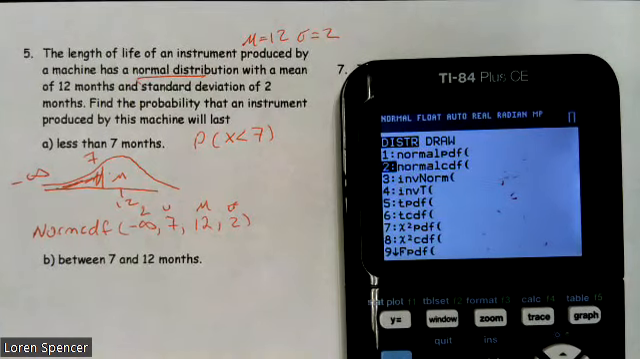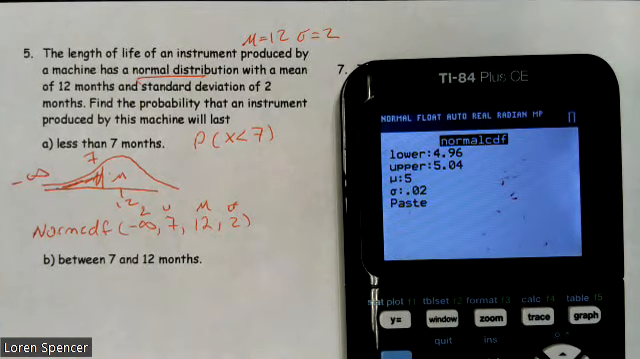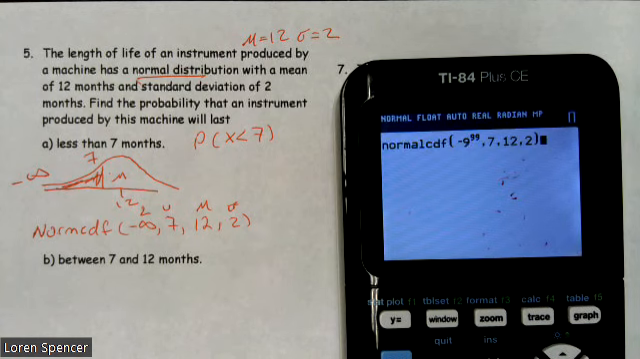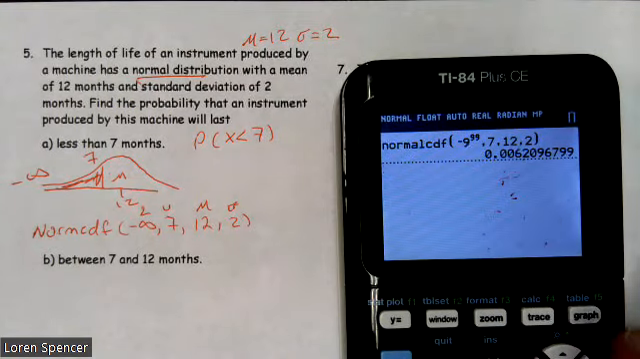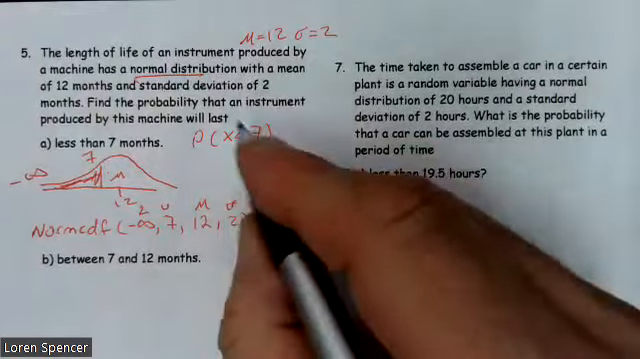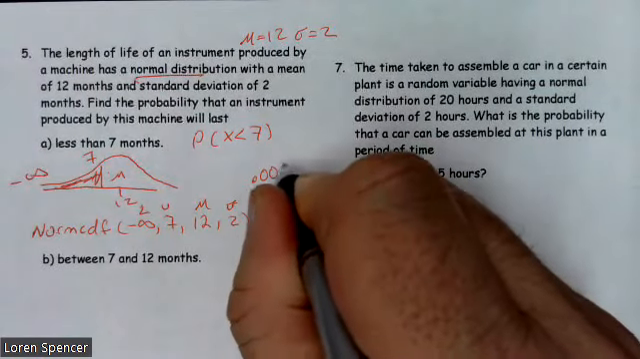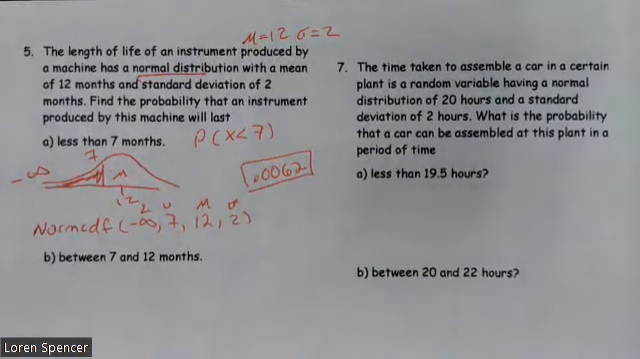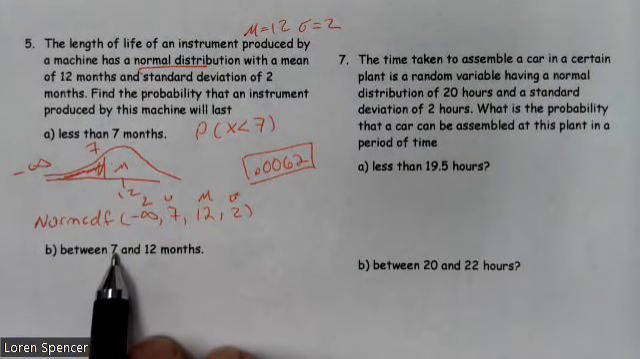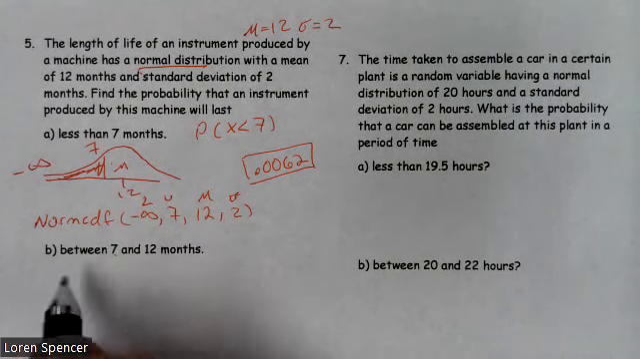Second VARS, normal CDF. Negative 9 raised to the 99th. Upper is 7. Mean is 12. Standard deviation is 2. And we end up getting 0.0062. Not very likely. Then it says between 7 and 12 months.